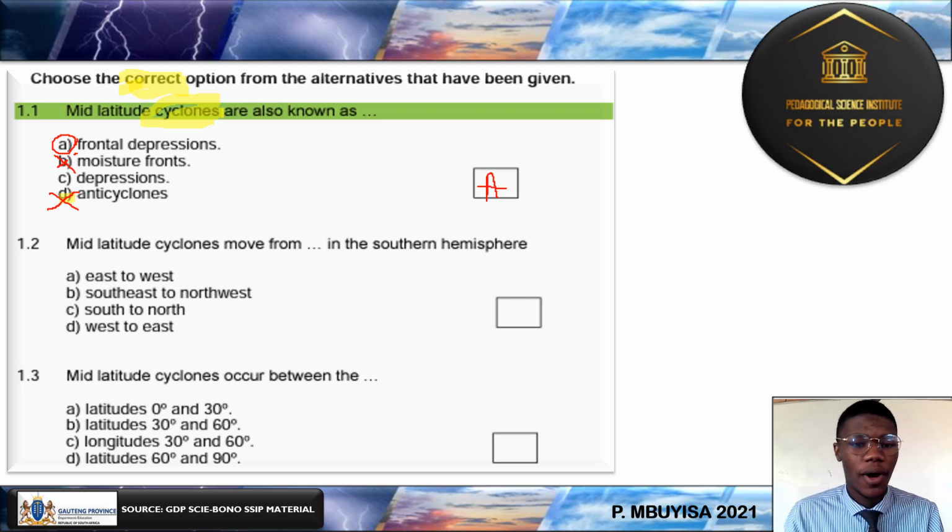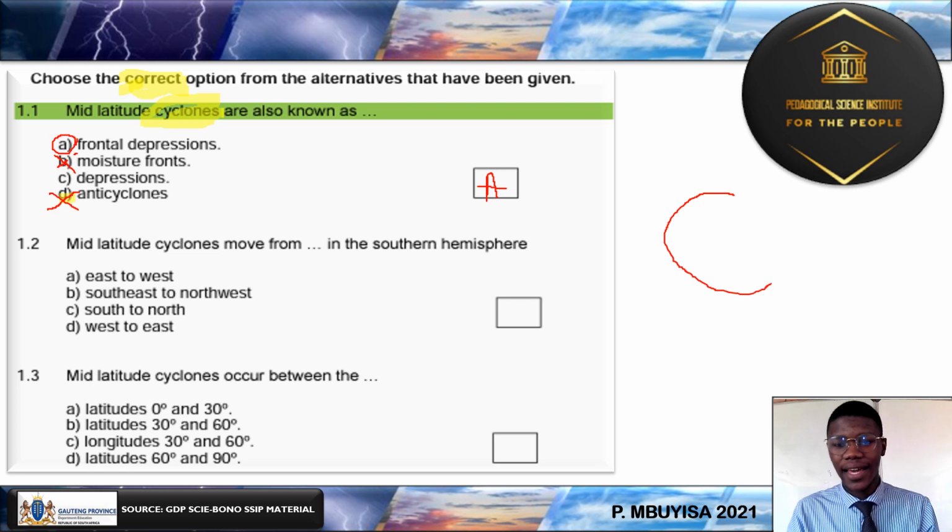And then we think about 1.2. Mid-latitude cyclones move from A, east to west, B, southeast to northwest, C, south to north, D, west to east. Which one is the most correct answer? So let me just draw a diagram, our global air circulation diagram.